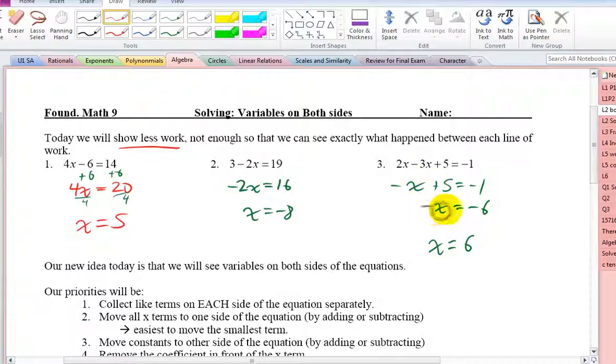Now we just went over this on the board. What are we doing here? How is this change happening? Dividing by negative 1 both sides. Okay?